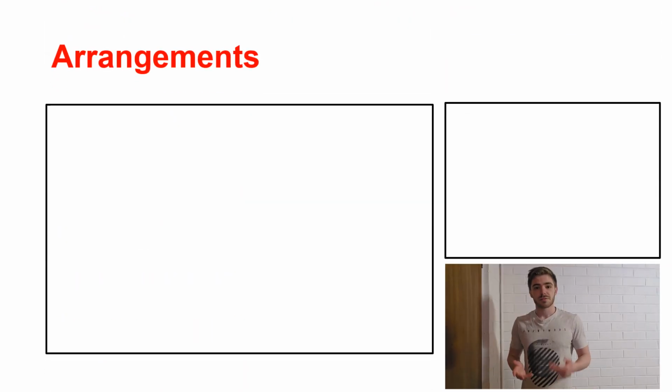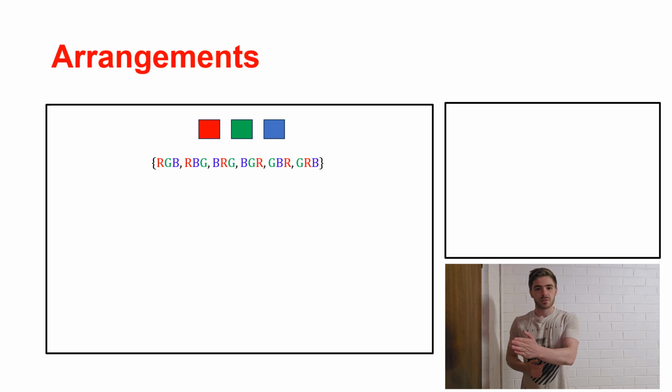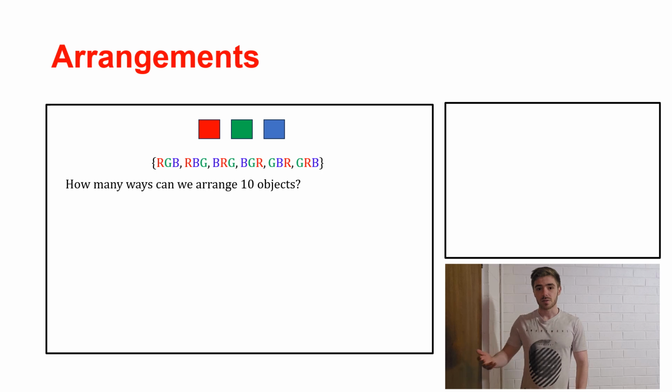Suppose you had a set of 3 different coloured objects: red, green, and blue. How many different ways could those be arranged? Well, the obvious approach is to just count the number of ways you could arrange them. And that's good for a smaller set of objects, but what if I want to know how many ways I can arrange 10 different objects?